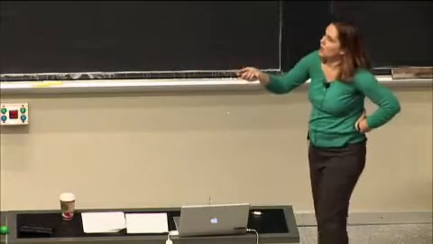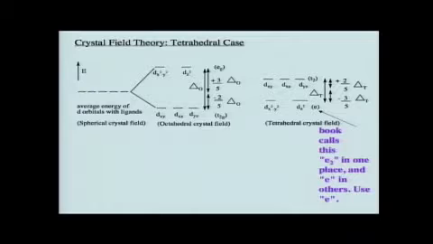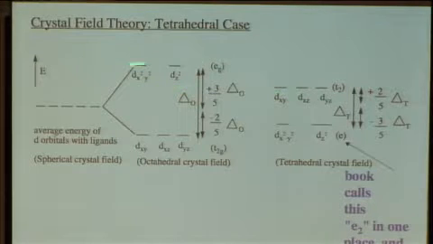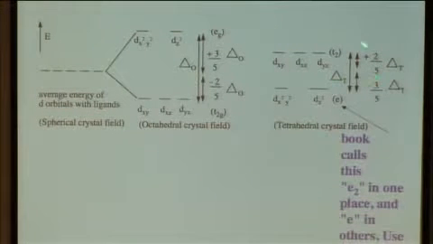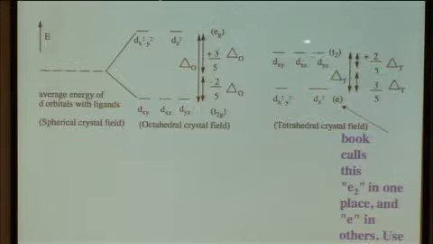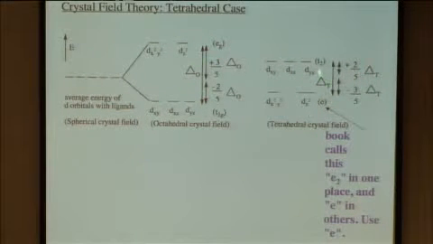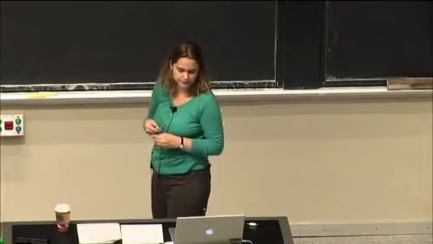So we have some new labels as well. We had EG up here as an abbreviation for these sets of orbitals, and now that's just referred to as E. Notice the book in one place has an E2, but uses E in all the other places, so just use E. The E2 is a mistake in the book. And then T2G becomes T2 up here. So we have this slightly different nomenclature, and we have this flip in direction.